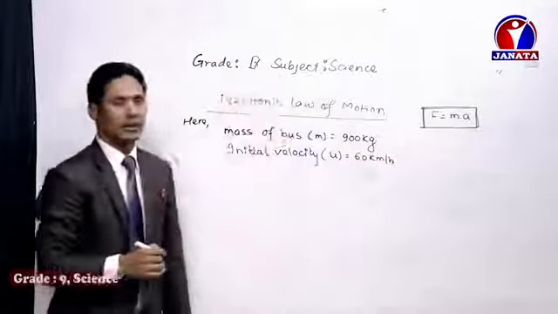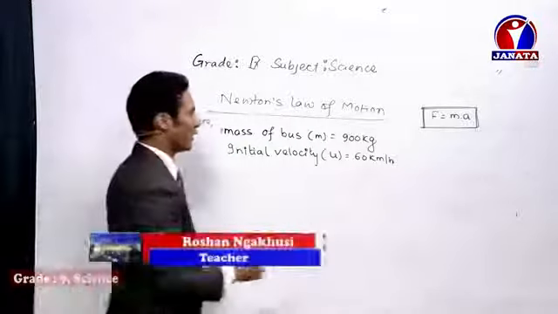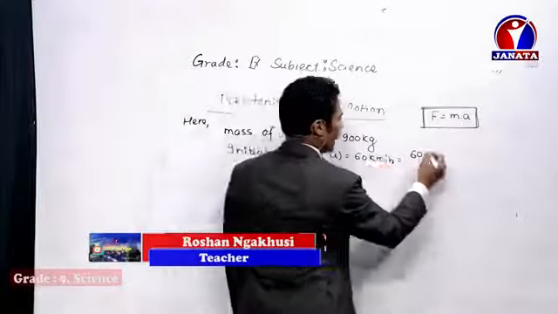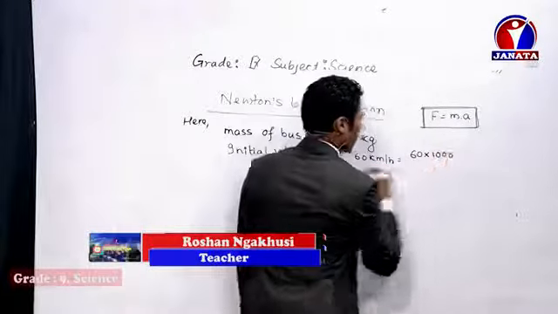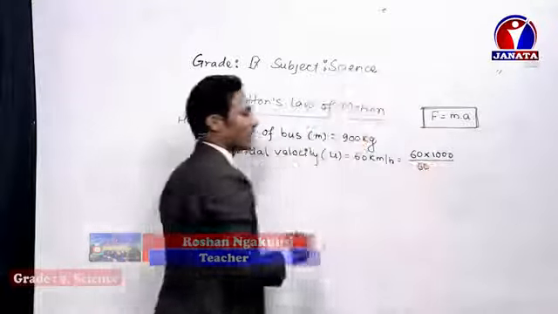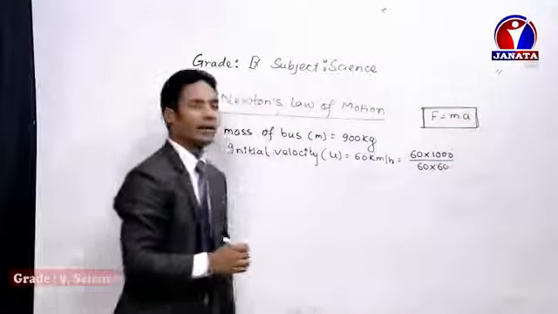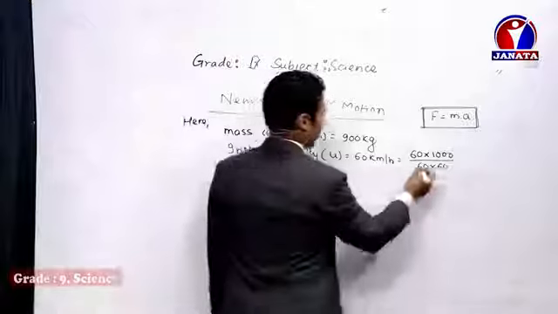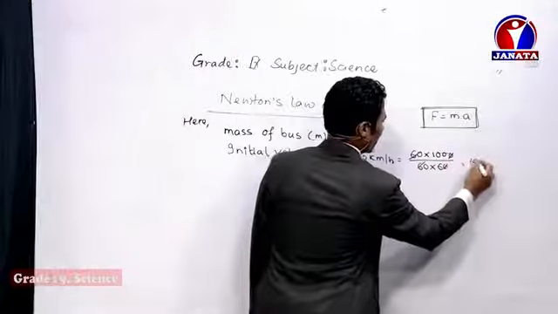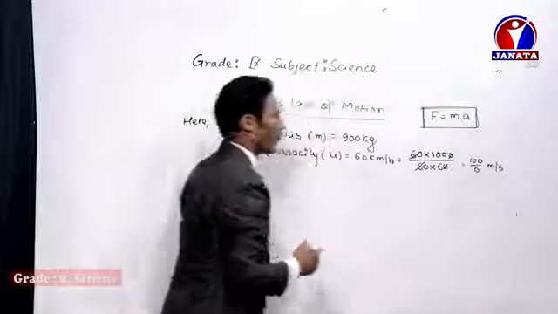This is not in the SI system of units, so we need to change it into the SI system. Let's change this one: 60 kilometers into meters, multiply by 1000, and per hour. If you multiply this by 60, that will be in minutes, and if you again multiply by 60, that will be in seconds. So if you cancel this, this will be 100 by 6 meter per second.